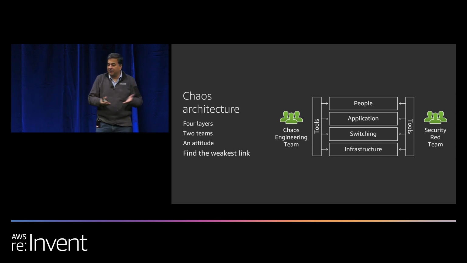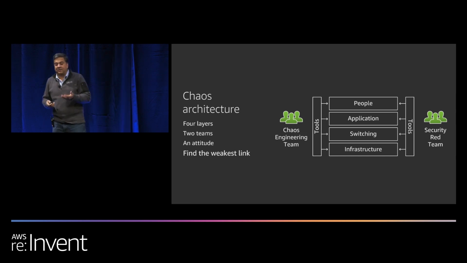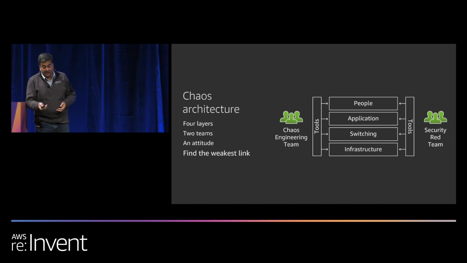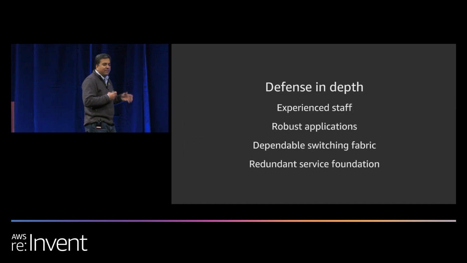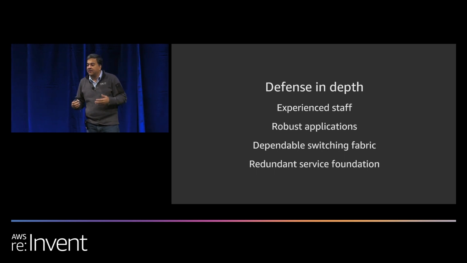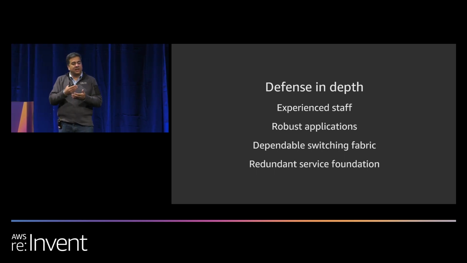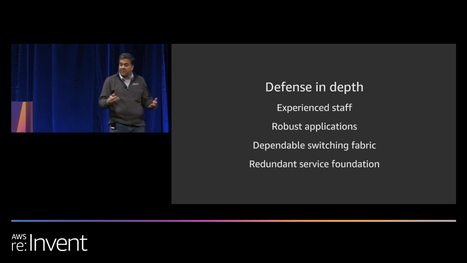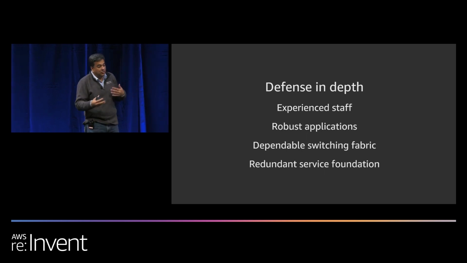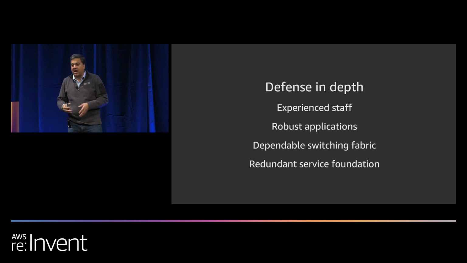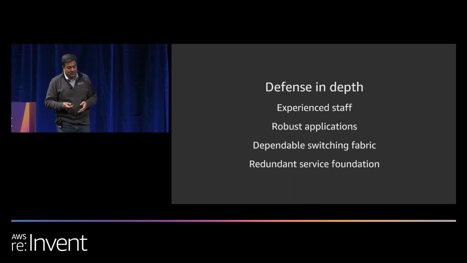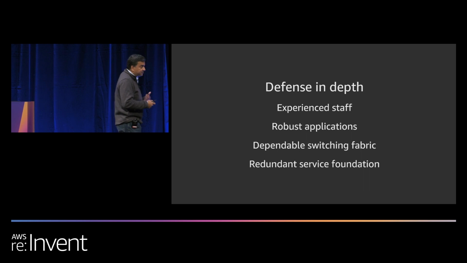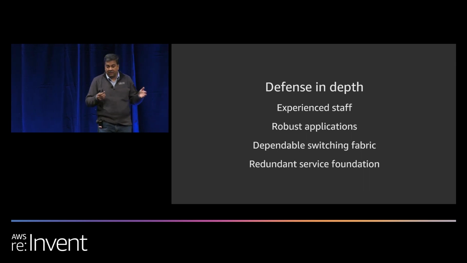And obviously, infrastructure, right? Data centers, servers, storage, all of that. So you have to find the weakest link in any of these layers, right? So coming back to the defense in depth, you have basically made sure that your staff is experienced. We have done game days. We have done tabletop exercises. They know how to react. You have built robust applications. You have a dependable network fabric, switch fabric, which you have tested regularly. You know the failover of that. And obviously, you have a good, resilient service foundation, right? So that's one of the defense in depth methodologies for preparedness.